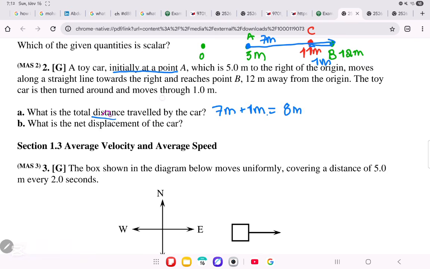Now notice, distance is a scalar quantity. It will not have a direction. That means whatever answer you get, you have to put it in absolute value. Okay, that's it for the distance.